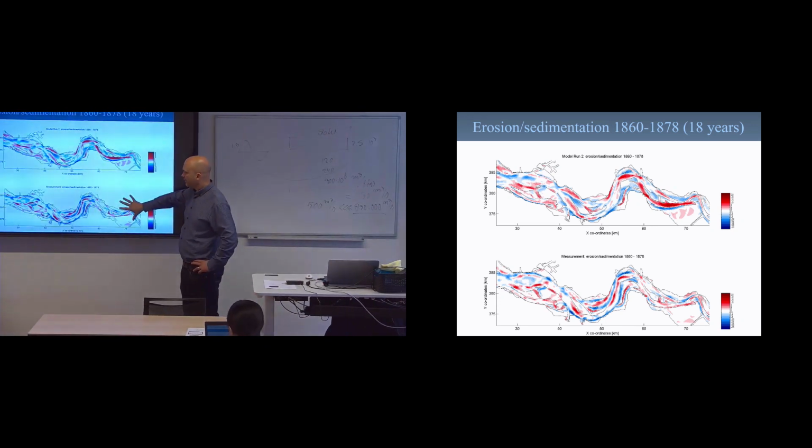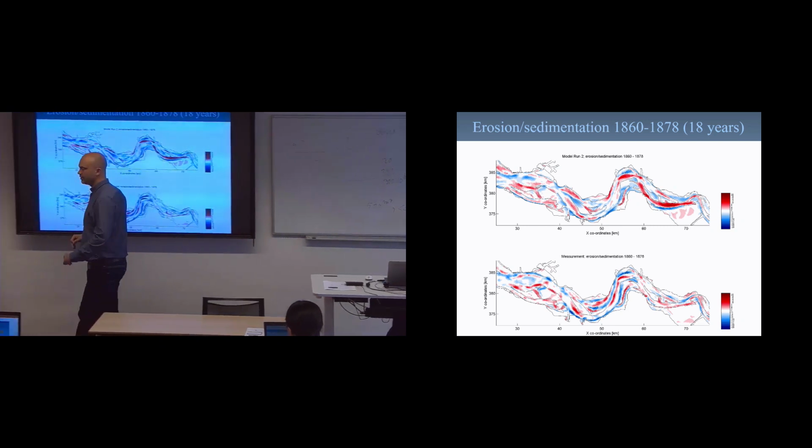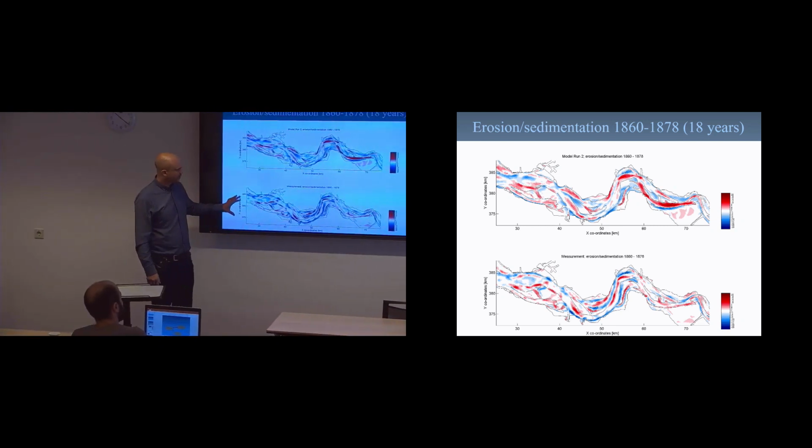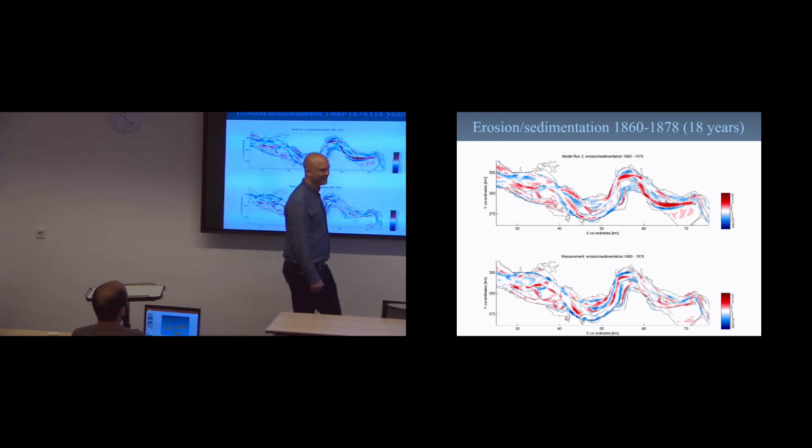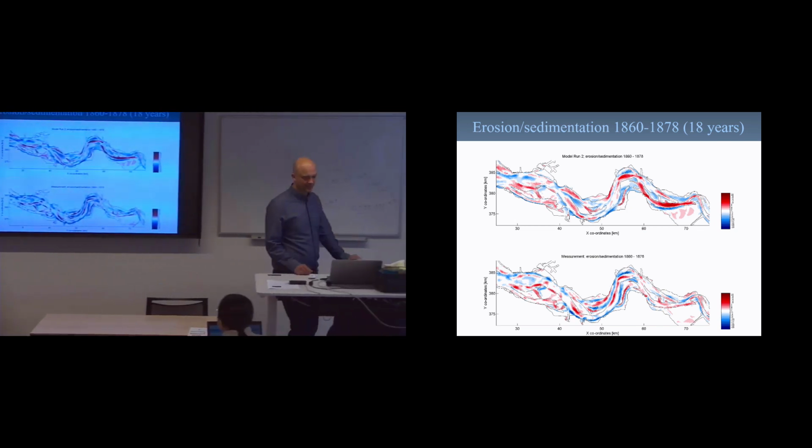I'm going to show you the results of our model and the measurements. This is the erosion and sedimentation patterns. Red is deposition, blue is erosion, of the measurements and of the model. This is after 18 years. So is this good or is this bad? That's the first question.